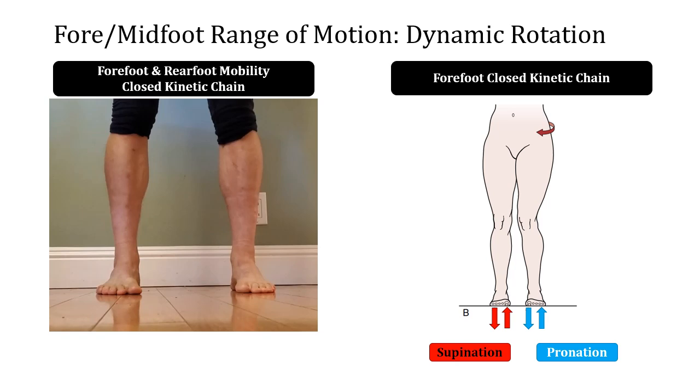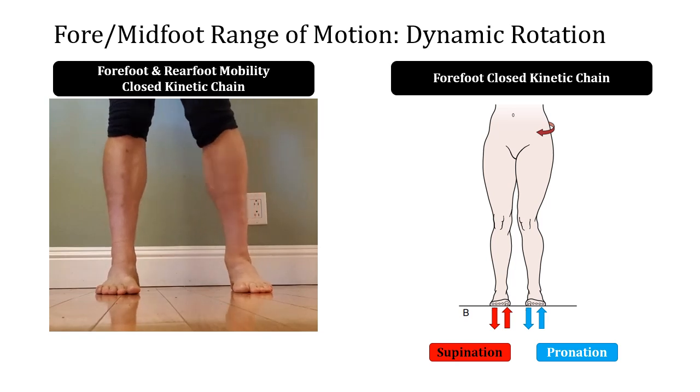Okay, so here's the closed kinetic chain rear foot and forefoot mobility assessment for inversion and eversion. You can see as someone supinates and pronates that they go through tibia internal and external rotation respectively, in that you're going to get a reciprocal motion at the rear foot as well as a countering motion at the forefoot. So it would look something like this.